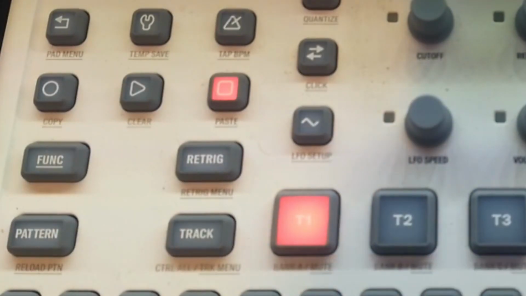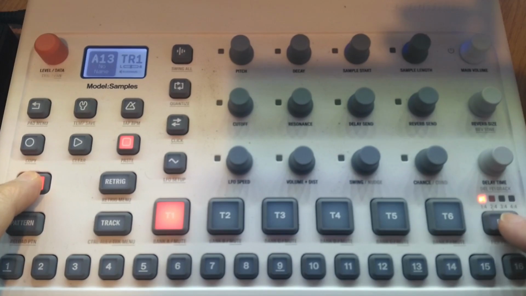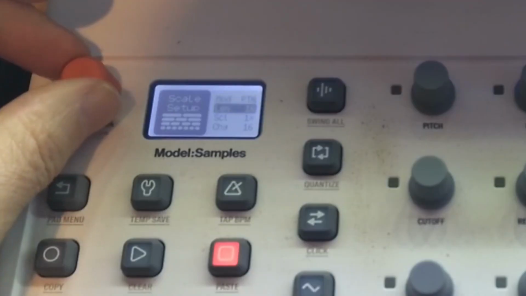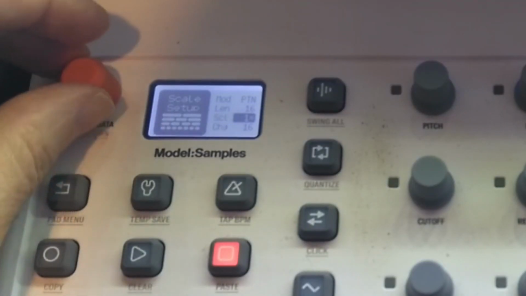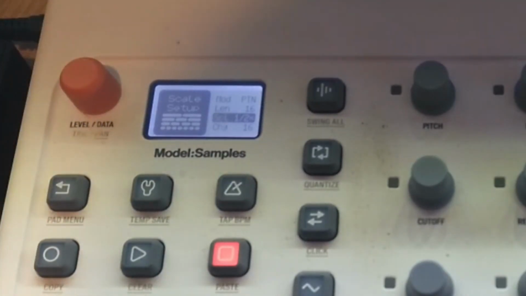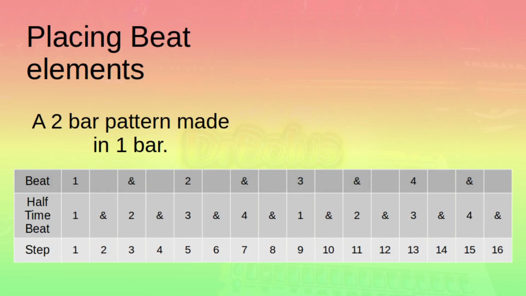The first thing you need to do is go to the scale menu by pressing function and page at the same time. You then scroll down and set the multiplier to 1/2. This effectively turns your 1 bar loop, or 16 steps, into 2 bars. Each 16th step then becomes an 8th step. From here, you can build the bare bones of a 2-bar groove using 8th steps to construct it.